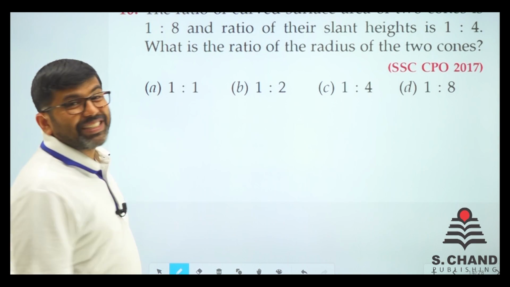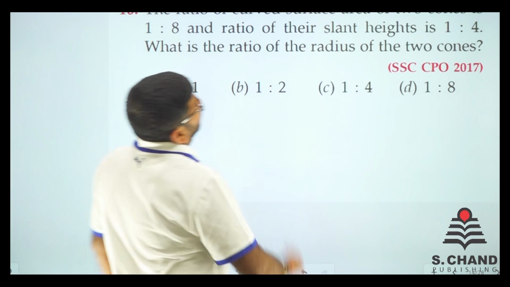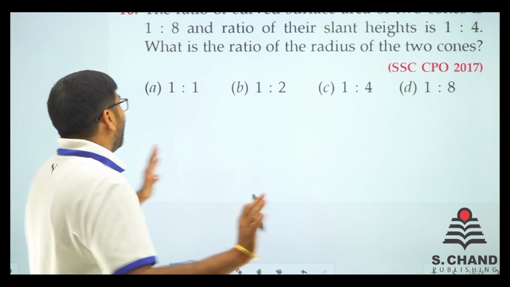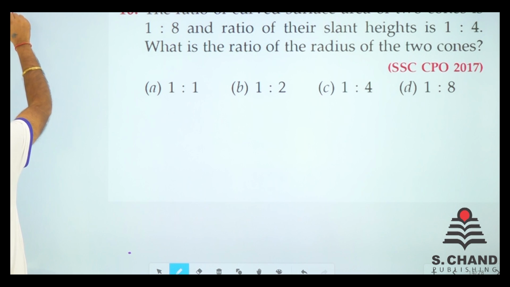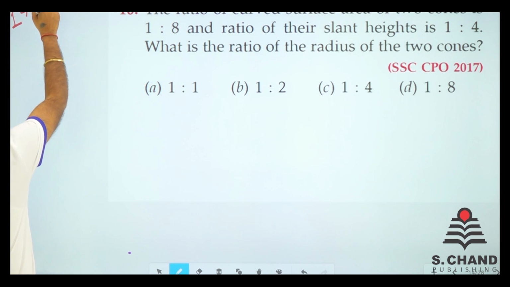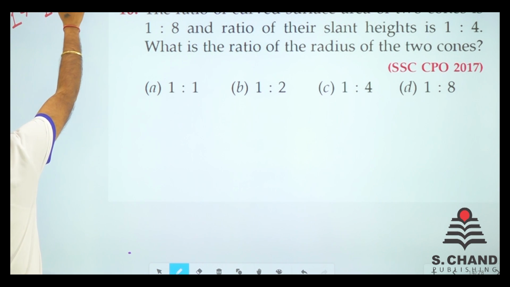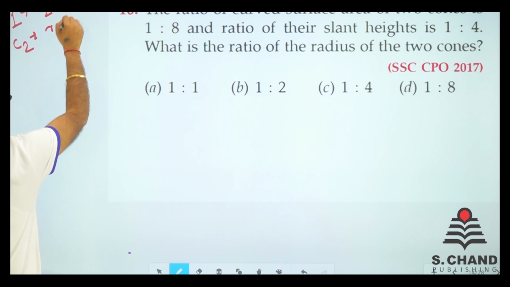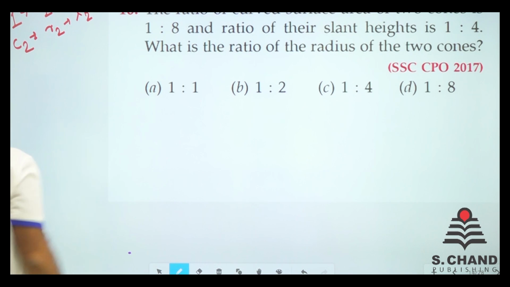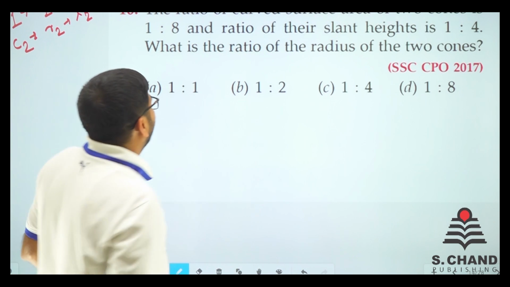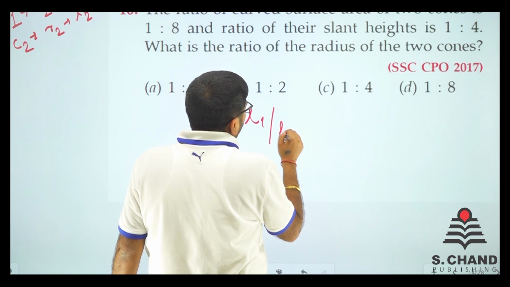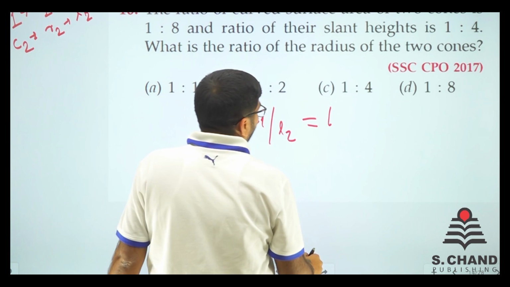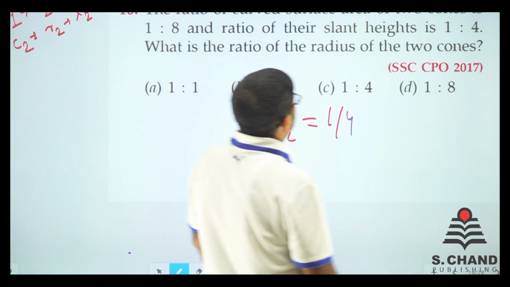So we have question number 10 over here. The ratio of curved surface areas and the ratio of slant heights are given for the 2 cones. Let's suppose we have cone 1 with radius R1 and slant height L1. Similarly, cone 2 has radius R2 and slant height L2. Now the slant height L1 by L2 is given as 1 is to 4. We can call it 1 by 4, no issues.